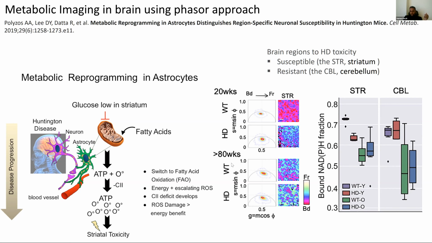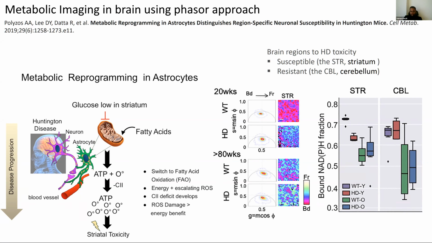And 20 weeks versus 80 weeks. So as the mouse is getting older and their Huntington's is progressing, you see a shift in the metabolic behavior, and the shift in the striatum is much higher compared to the shift in the cerebellum. And you can actually calculate that and see what's happening between aged and young mice with Huntington's disease.